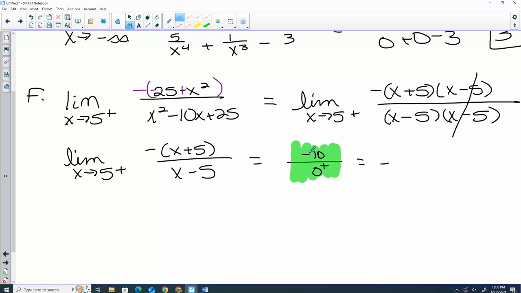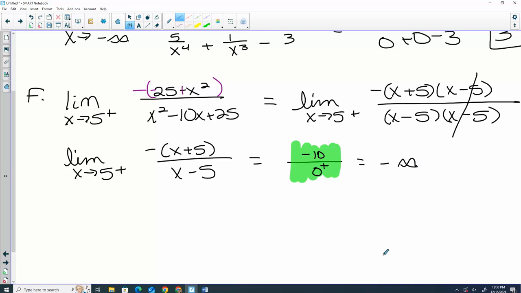All right, 10 divided by a smaller and smaller number. I have 10 pizzas. We start off with the whole school in here. As I start kicking people out, what's happening to the amount of pizza you get? Bigger and bigger. This is approaching negative infinity.